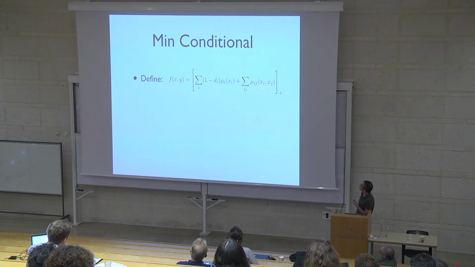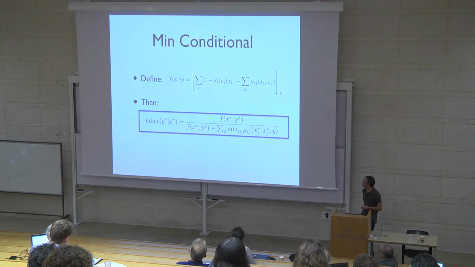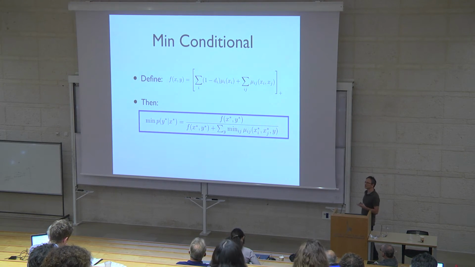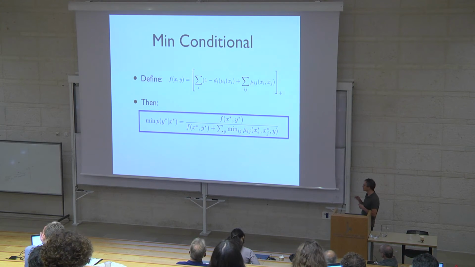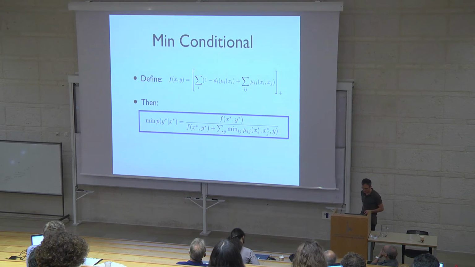So if you define this, this is the function that we had before for the minimum joint distribution. Let's just define that to be f(x, y). It turns out the minimum conditional distribution is this ratio of f(x*, y*), which is the minimum probability, over the minimum probability plus something that looks like the maximum probability. So intuitively, you're using the results that we had for minimum and maximum probability and taking their ratio. You need to work to show that it works out, but it's true. Okay.